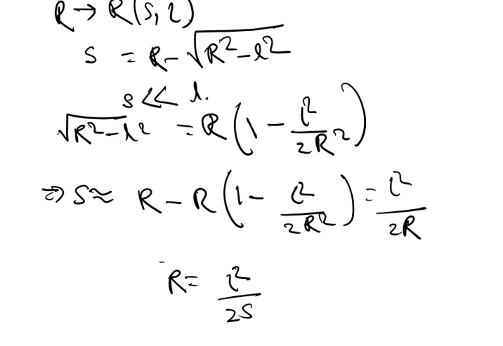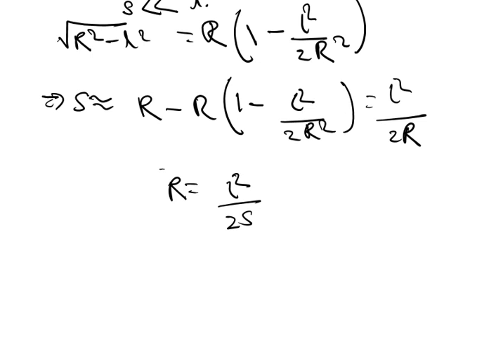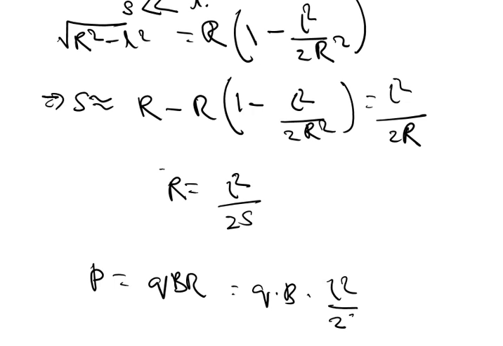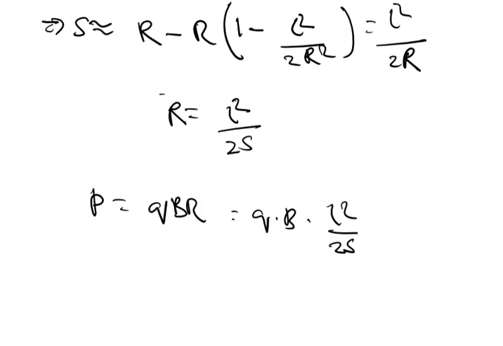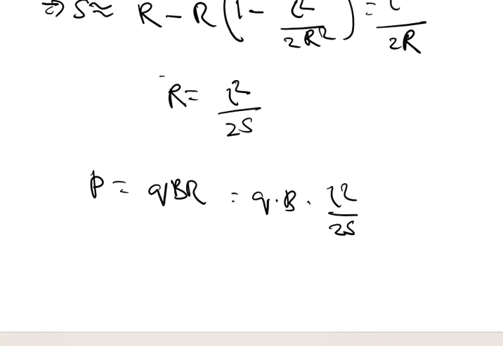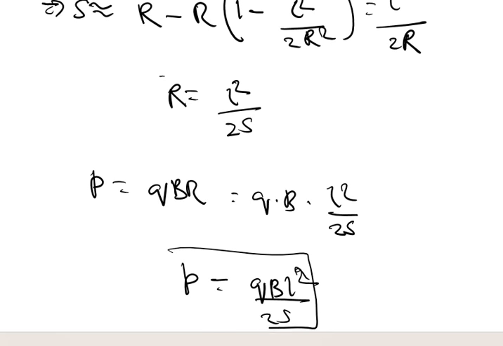So we plug into the momentum formula. We know p equal to qBr. So qB into l squared by 2s. So we have reached the final answer. p equal to qB l squared by 2s, which is our required answer.